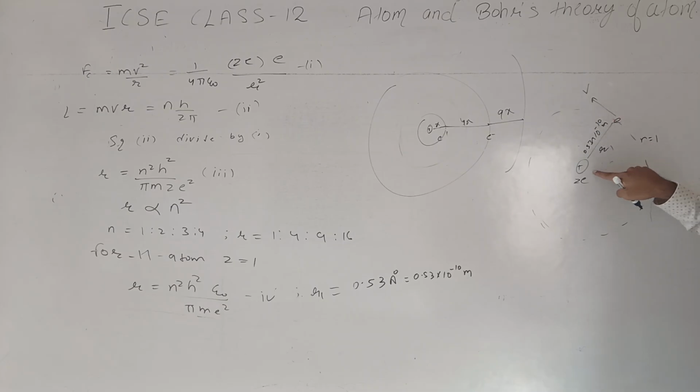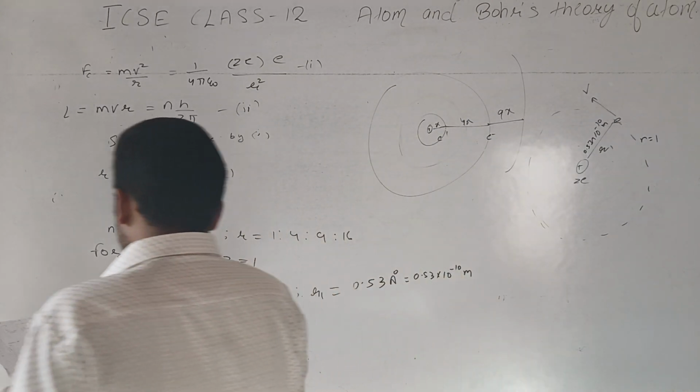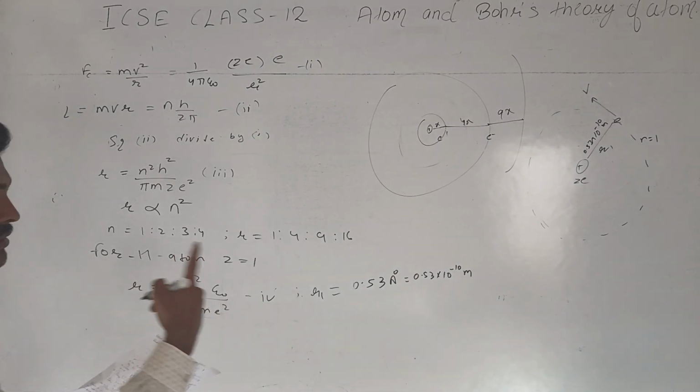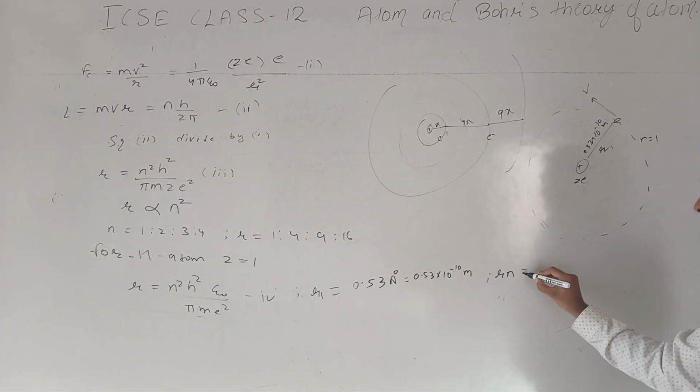This is the radius of the very first orbital of the hydrogen atom. In hydrogen atom, the very first electron is at a distance of 0.53 into 10 raised to power minus 10 meter from the nucleus. Then what about other atoms? So if we want to know about rn, what is rn? The radius of the nth orbit.